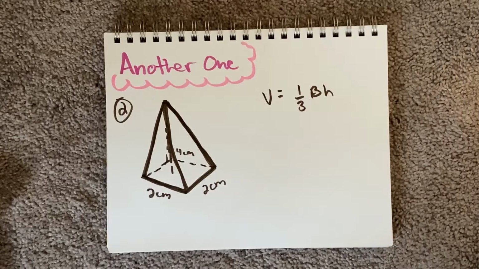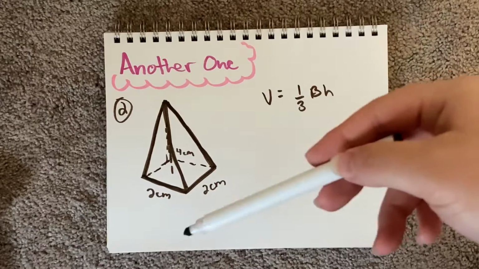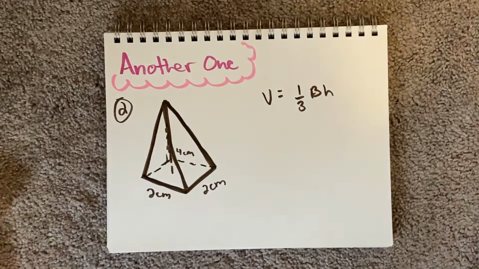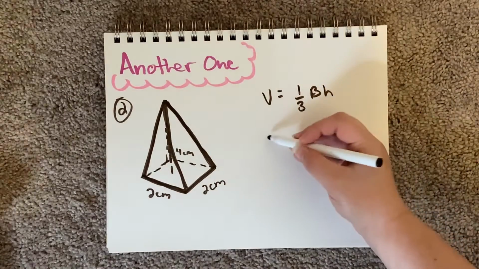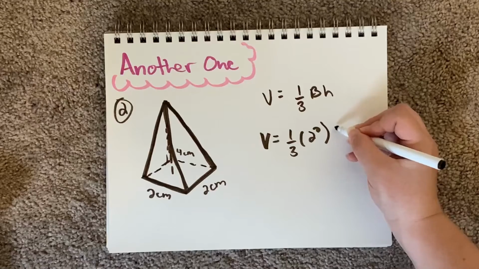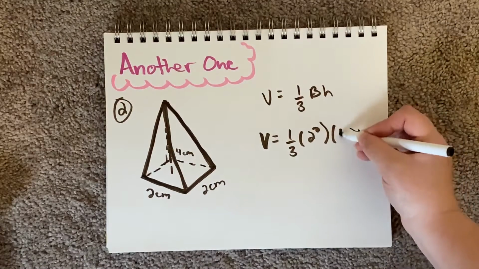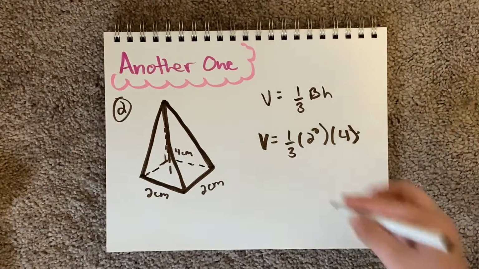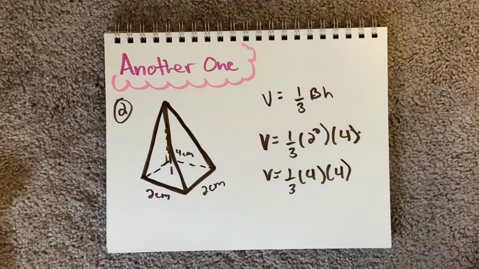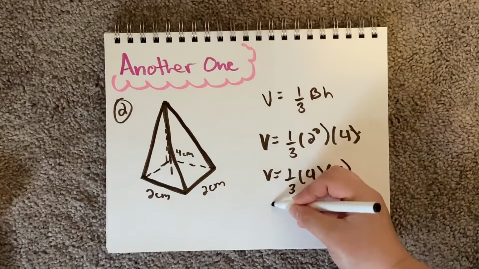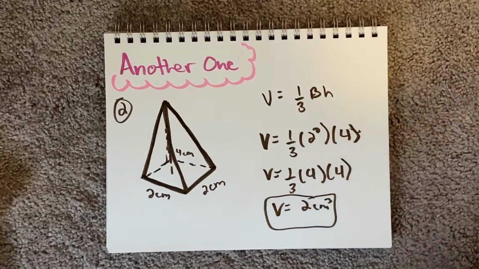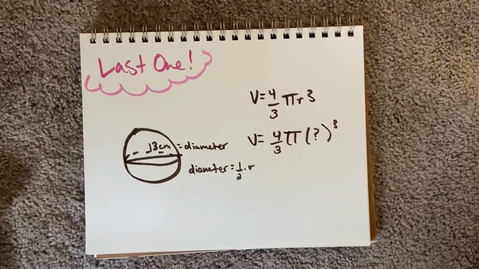Let's do another pyramid. For this equation, we have 2 times 2 centimeters for our base, which would be length times width. And we can go ahead and say that's just 2 squared because it's 2 of the same thing. So V equals 1/3 times 2 squared would be our base times height. And for this equation, our height would be 4. 2 squared is going to be 4, so V would equal 1/3 times 4 times 4. 4 times 4 would be 16, and 1/3 of 16 would be 5.33. So our volume is about 5.33 centimeters cubed. Last one.